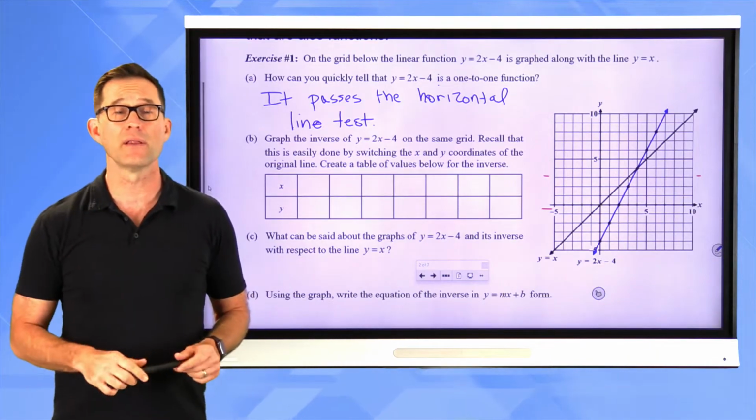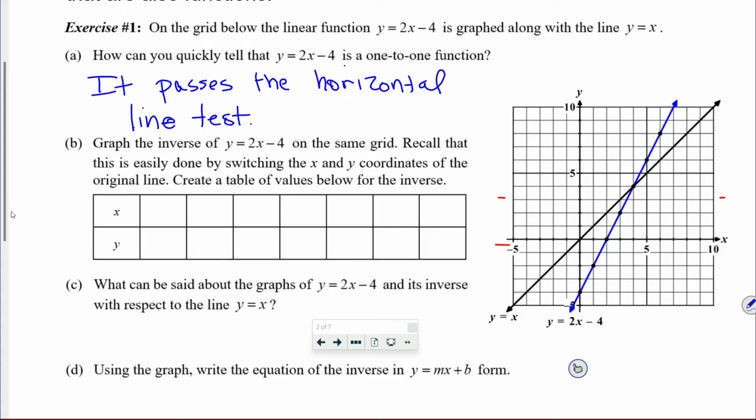All right, let's take a look at letter B. Graph the inverse of y equals 2x minus 4 on the same grid. Recall that this is easily done by switching the x and y coordinates of the original line. Create a table of values below for the inverse.